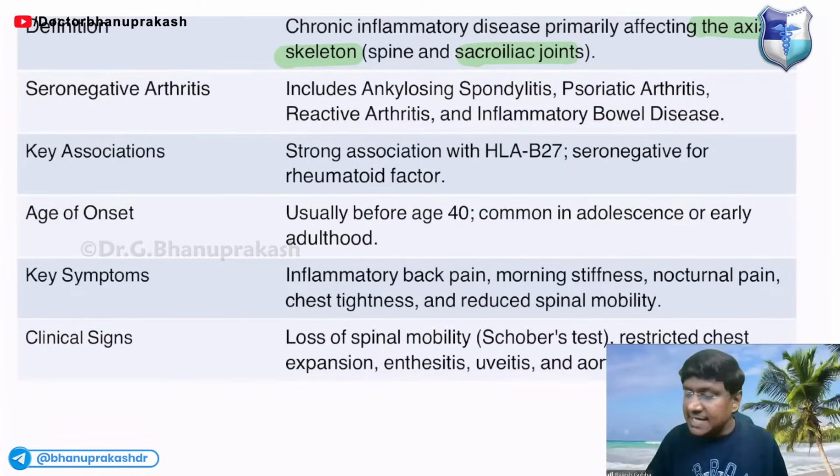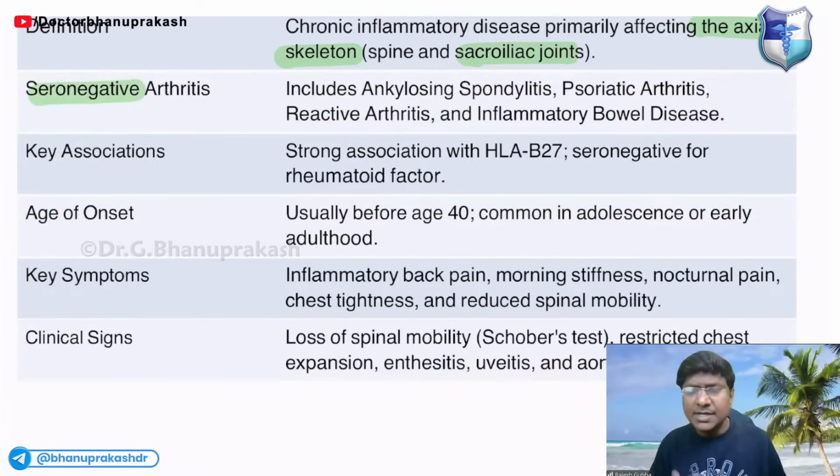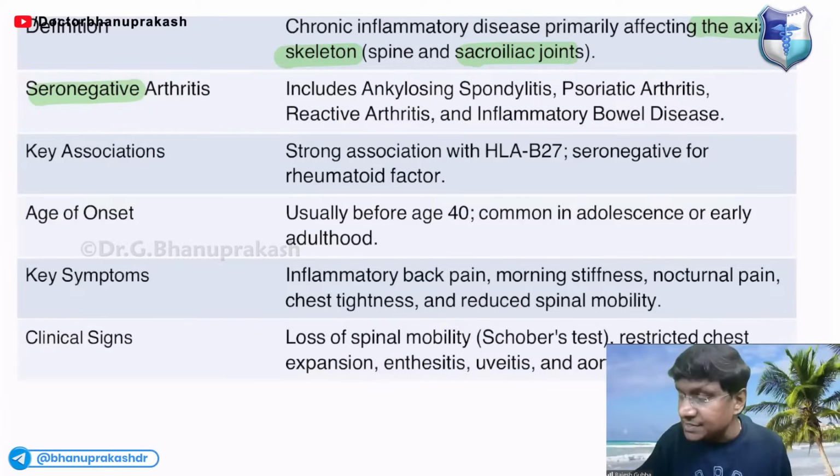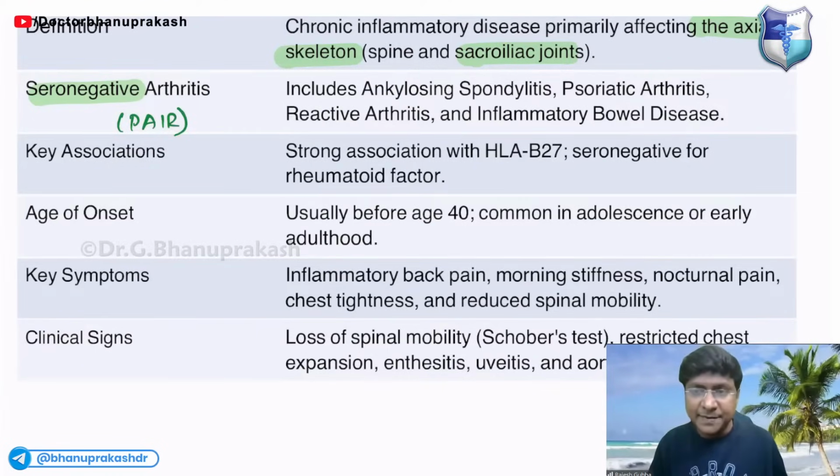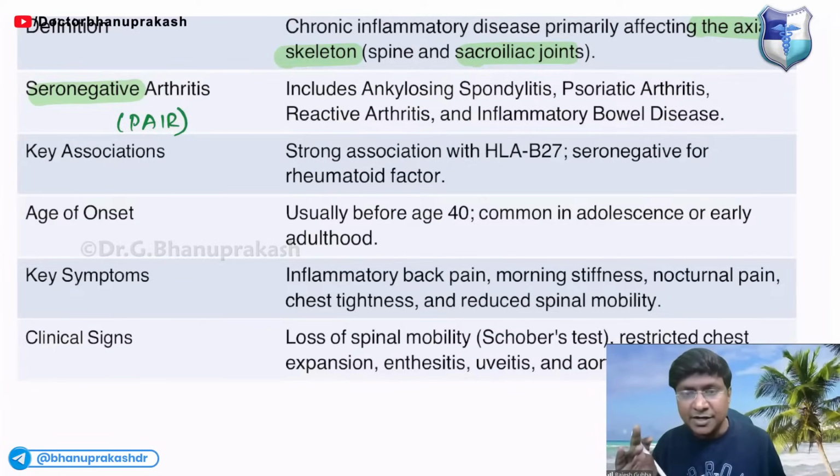Okay. Now, ankylosing spondylitis is a part of the seronegative arthritis. What are the other examples of seronegative arthritis? Please remember this mnemonic, PAIR. What is this PAIR? P stands for psoriatic arthritis, A stands for ankylosing spondylitis, I stands for inflammatory bowel disease, R stands for reactive arthritis.